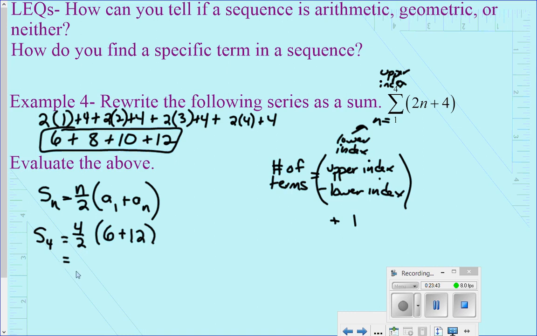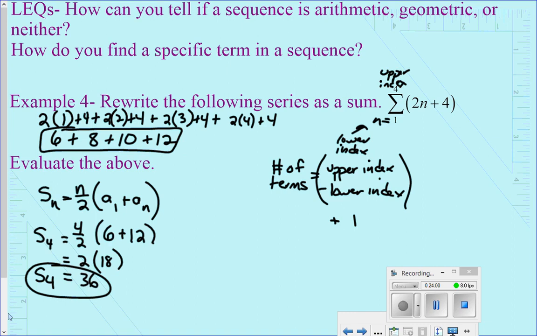Okay, so 4 divided by 2 is 2 times 18. This sum is 36, which you got that probably quicker by just adding. But again, when it's a nice long series, the formula is going to be much easier to find the sum. So S sub 4 is equal to 36.